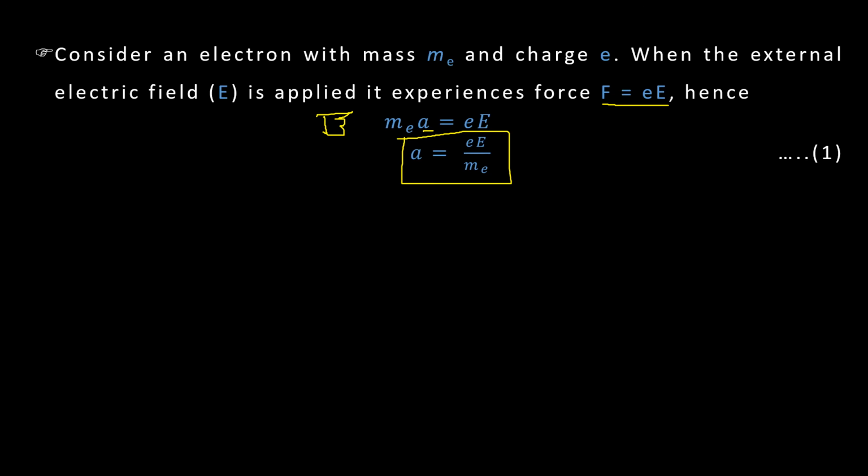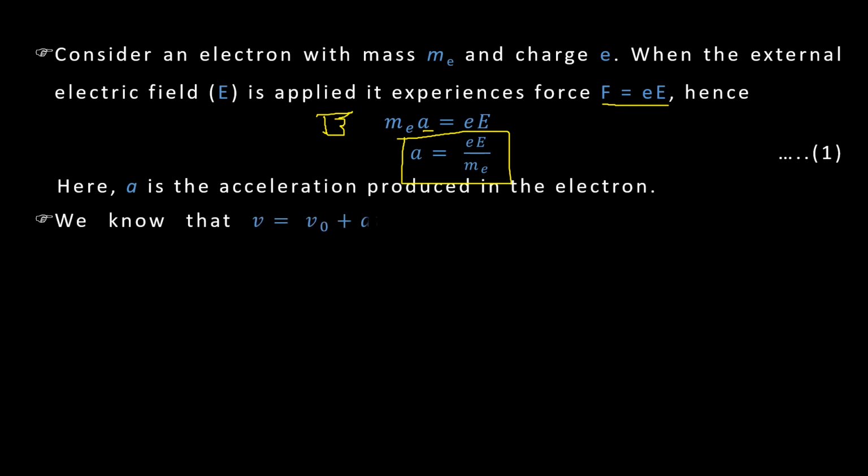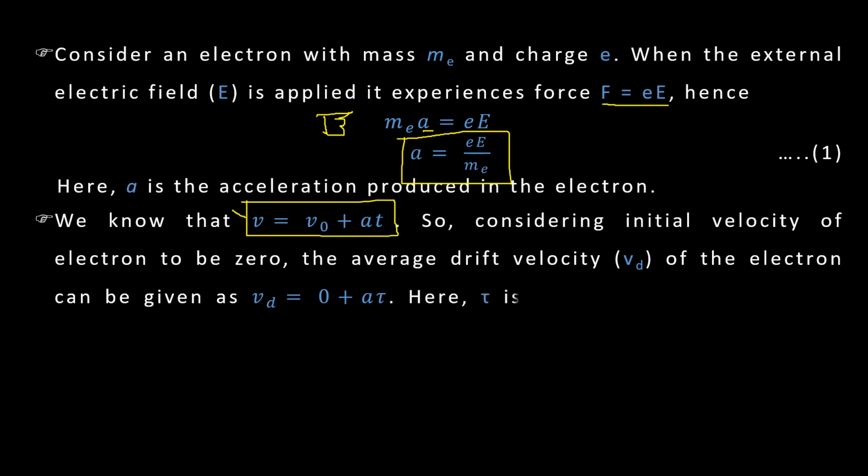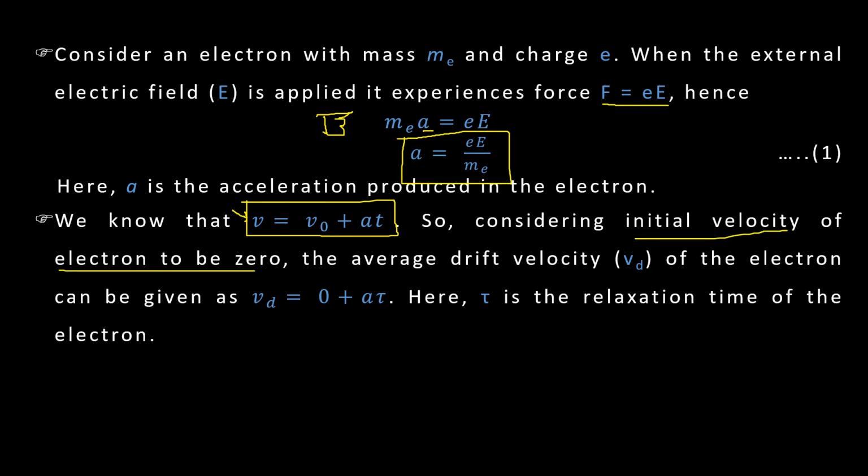Now we know from the equations of motion that the velocity of any particle at time t can be given as v is equal to v0 plus at. What is v here? Velocity at time t. What is v0? Initial velocity. a is acceleration, t is the time taken. When we talk about an electron, the initial velocity of the electron is considered to be 0. Why should I consider the initial velocity for the electron to be 0?